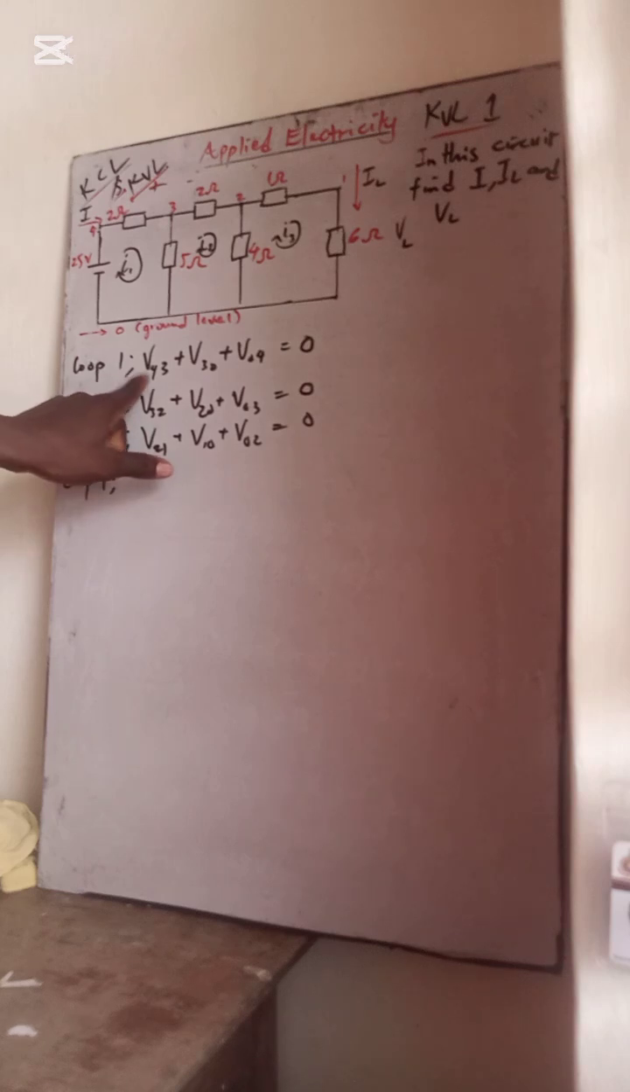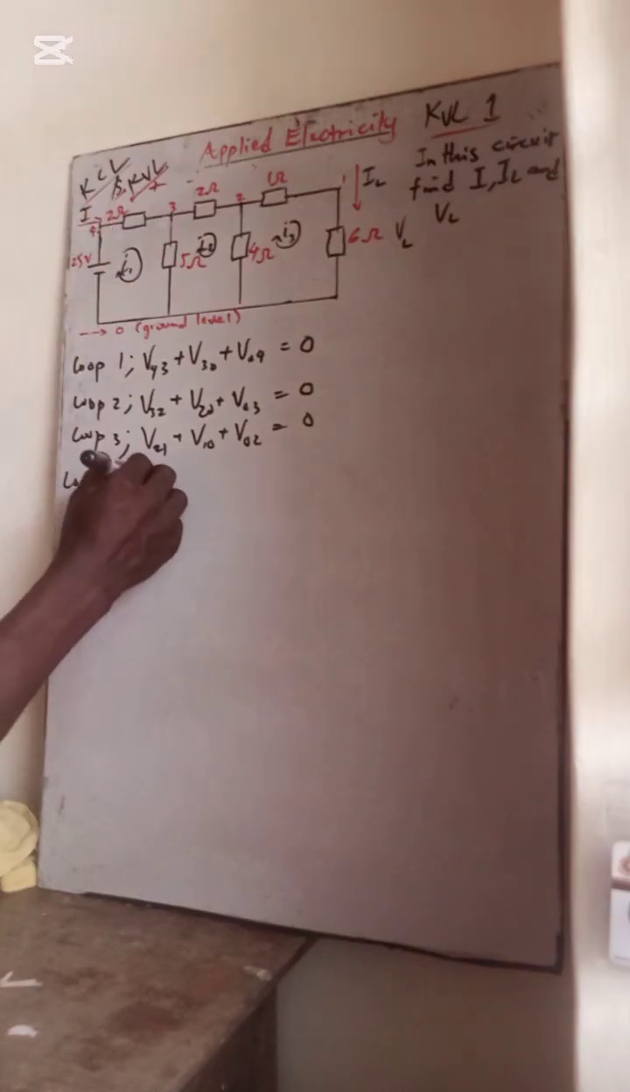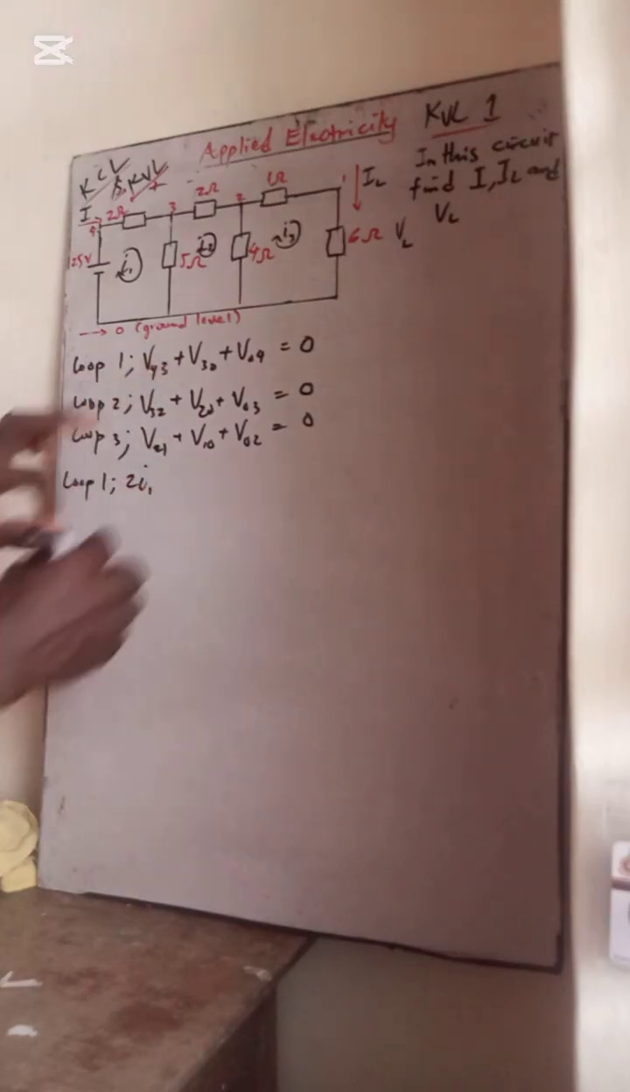From here we have loop 1 now. So what is the voltage in V43? What is the voltage here? We are given I and we are given R. So our I is I1 in this case, in this loop. So I1 multiplied by 2 ohms. So that will be 2I1 plus.